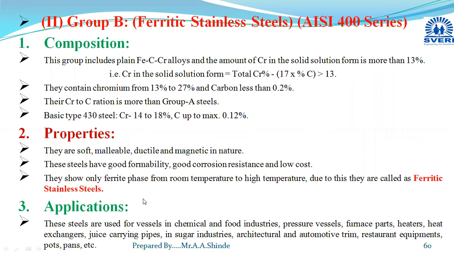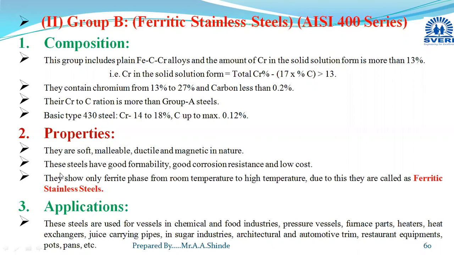Now, why are group B steels termed ferritic stainless steel? Please refer to this third point: they show only the ferrite phase from room temperature to high temperature ranges. Due to this, they are termed ferritic stainless steel. And as the ferrite phase is soft, malleable, and ductile in nature, these group B steels are soft, malleable, ductile, and magnetic in nature.